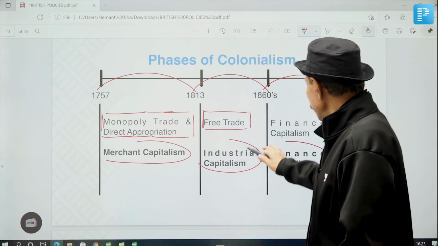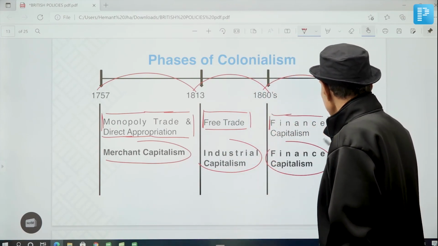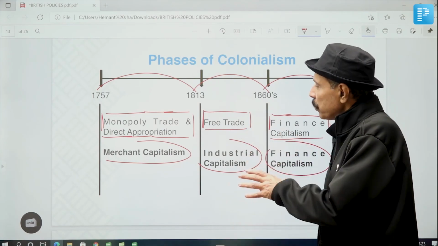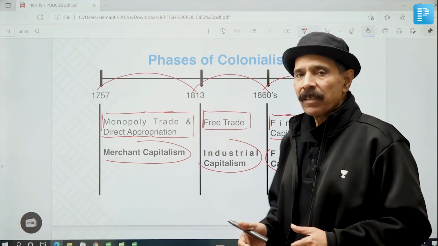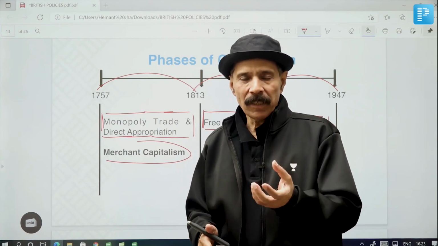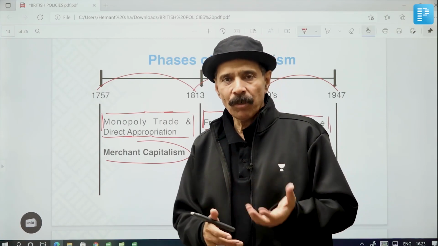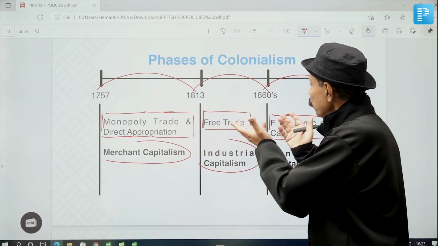And then there began thereof finance capitalism. So these expressions and terms and their respective chronology you are supposed to know under this. And straightway these terms could be a question, or there could be a question on this development, that is phases of colonialism.